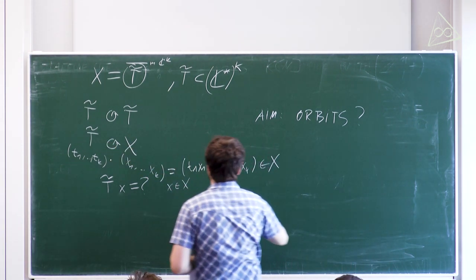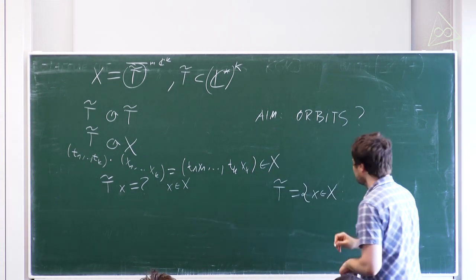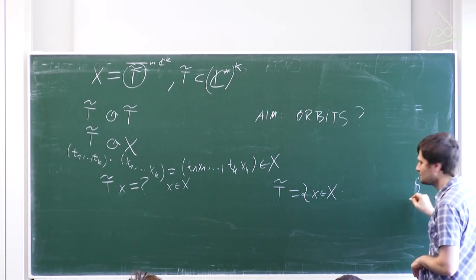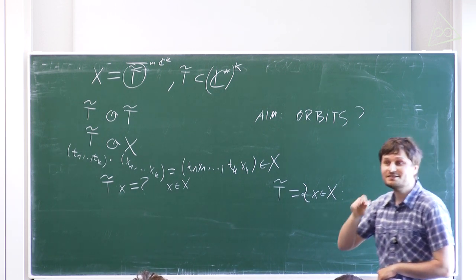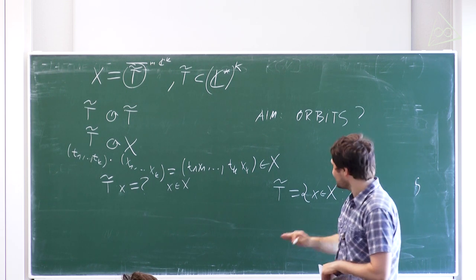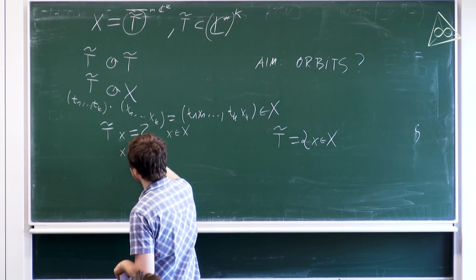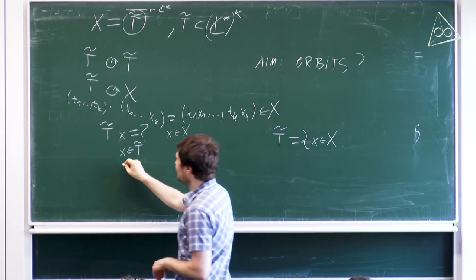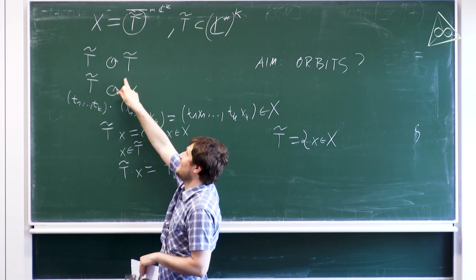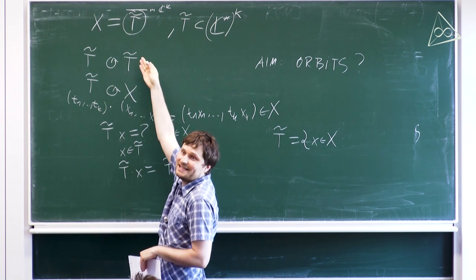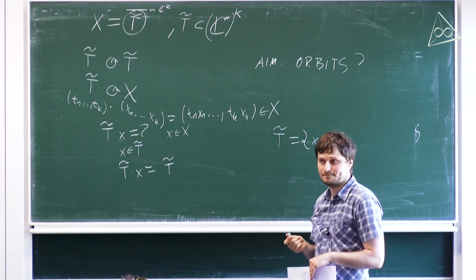What is T tilde as a subset of X? It's dense, and the action is transitive. So if we take x in T tilde, then the orbit is what? It's just T tilde, yes? This is a transitive action. If I take any element of a group, I can get any other element of the group by multiplication, yes? And that's a dense orbit.